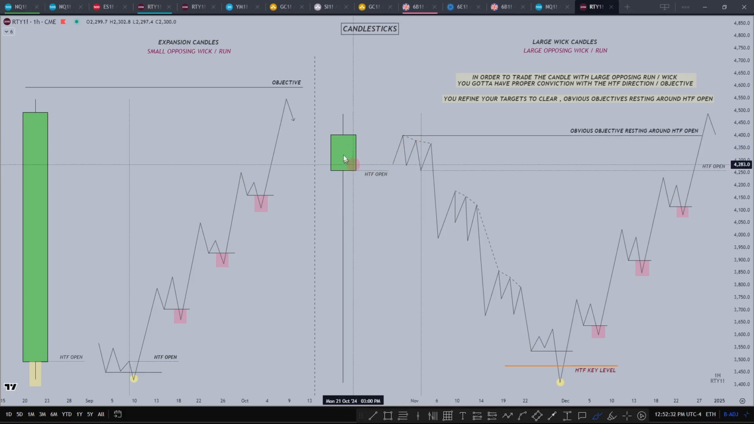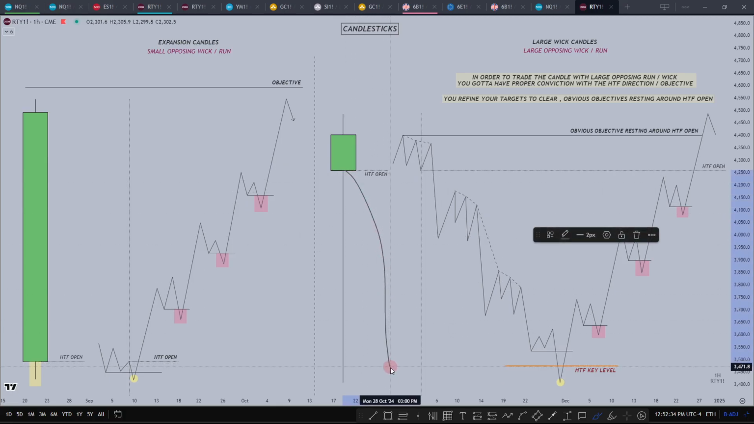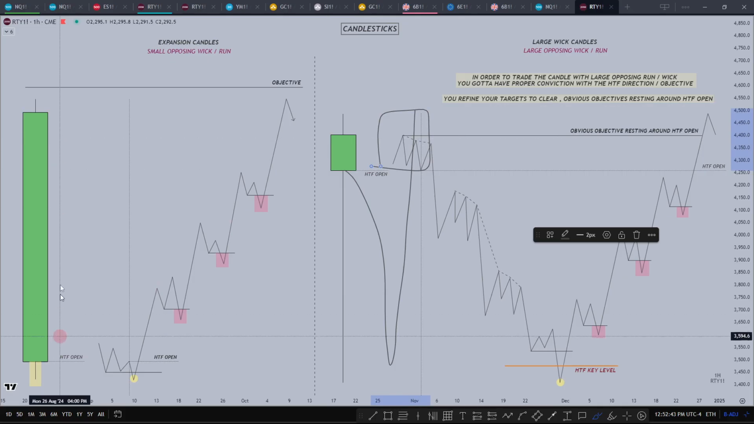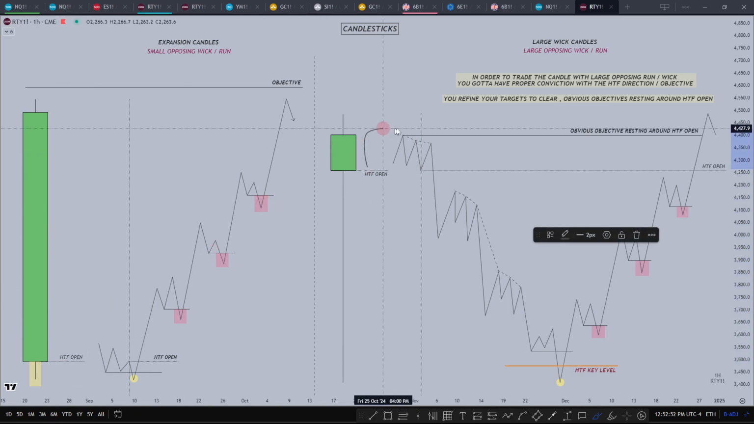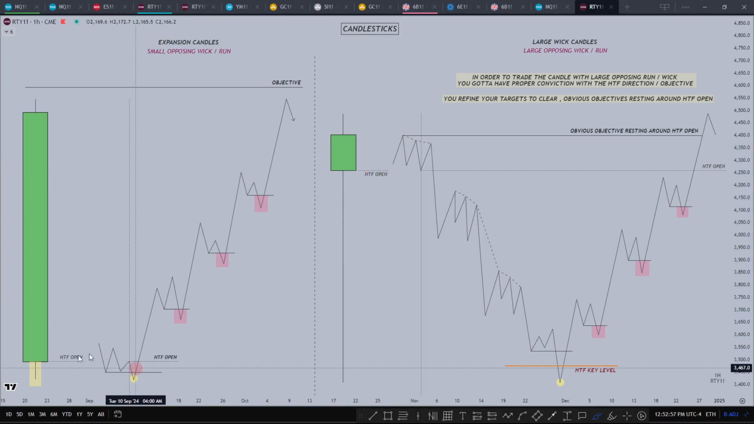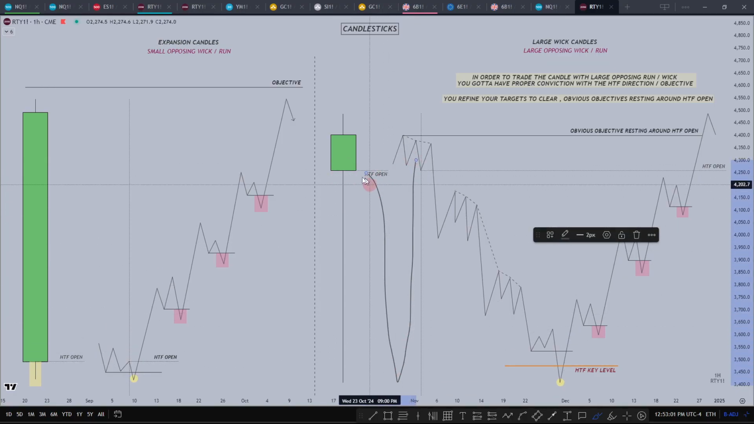Because when high time frame candles have large wicks, they don't expand much away from the opening price, creating less body as compared to the candles which have small wicks. The candles which have small wicks make more of a body. So that's why you want to frame your positions to the objectives resting just around the opening price.